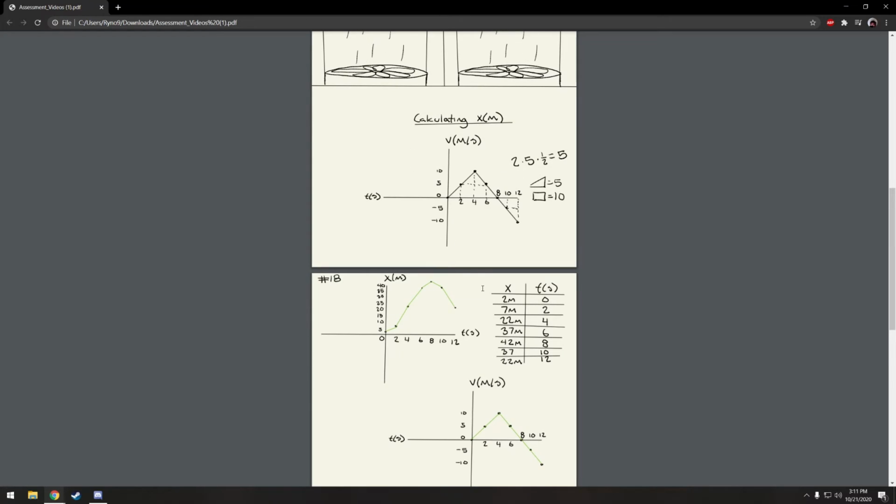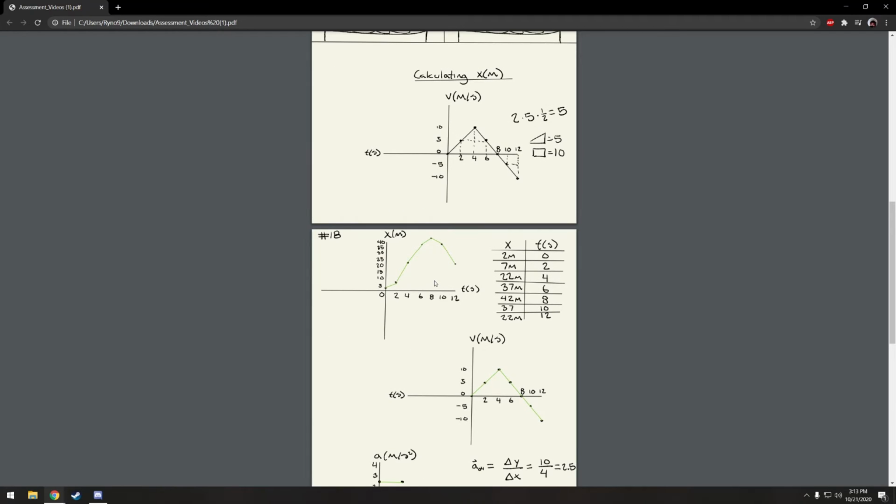Can't forget that. And when we do that, we end up getting something that looks like this, which is a parabola. Which makes sense because our acceleration is a non-zero value, so it's going to be parabolic.